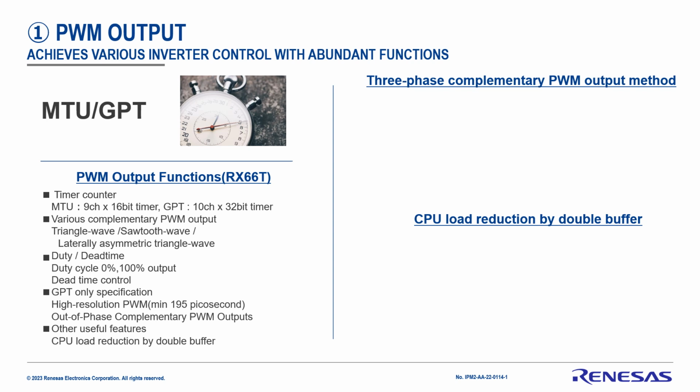GPT supports high-resolution PWM generation function. This function can output PWM waveform with a minimum resolution of approximately 195 picosecond, allowing finer control. In addition, it is also possible to output U phase, V phase, and W phase waveform out phase to each other.